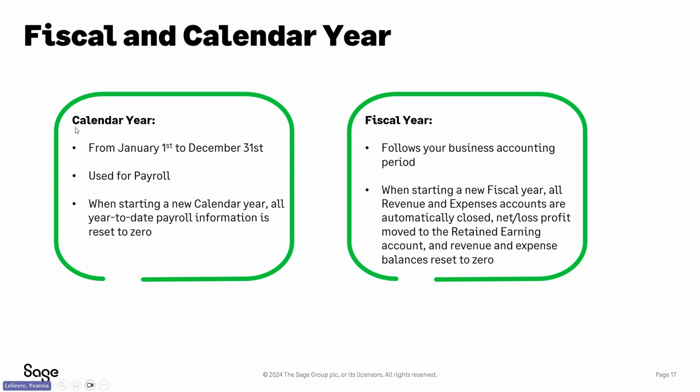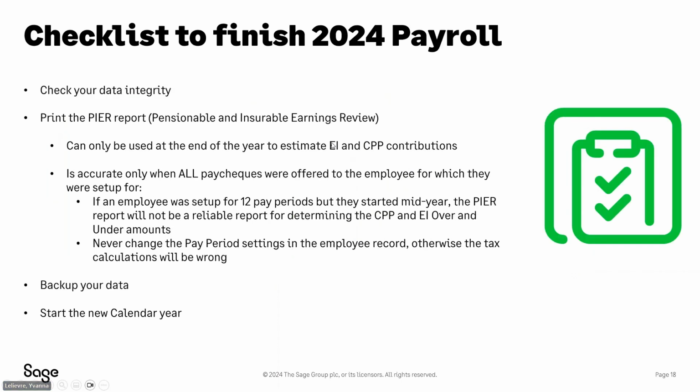So the calendar year is everything payroll related. The fiscal year is everything else. So let's start with a checklist of what you need to do to close the 2024 payroll year. The first step is going to be to check the data integrity. I'm not going to have time, unfortunately, to go through all of those steps, but I'm going to show you in the software where you can access this information.